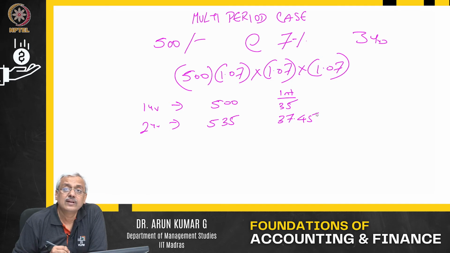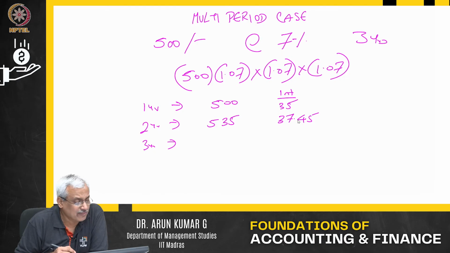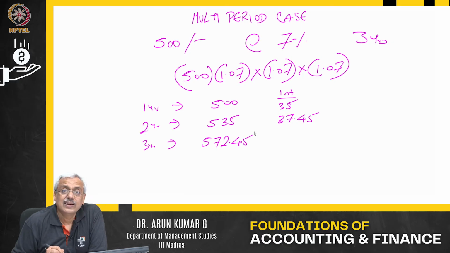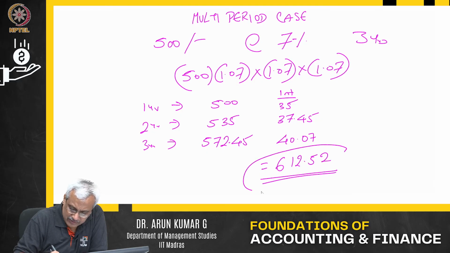So for the third year, what is my principal? 535 plus 37.45, that is 572.45. And this is going to earn 7% interest. What is the value, Suhail? 40.07. So in net, I will get 572.45 plus 40.07. At the end of 3 years, I will basically get 612.52.